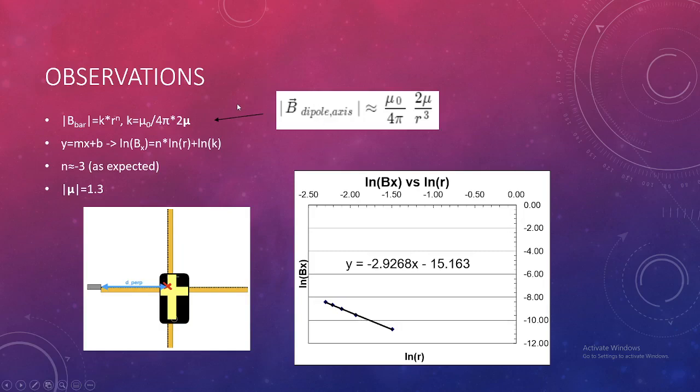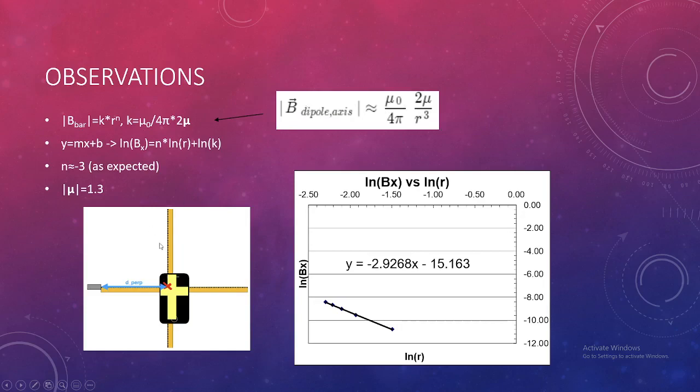Before I get into the exact apparatus, it's important to note that for our observations, we're trying to find the relationship between the magnitude of the bar magnet's magnetic field and this r to the n value, where I can find out that k is just given by this approximation based on how I set up my apparatus.